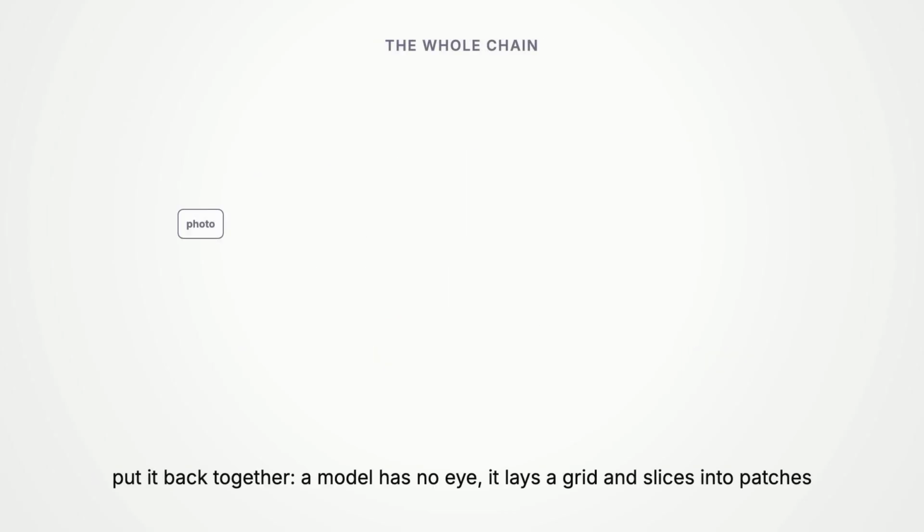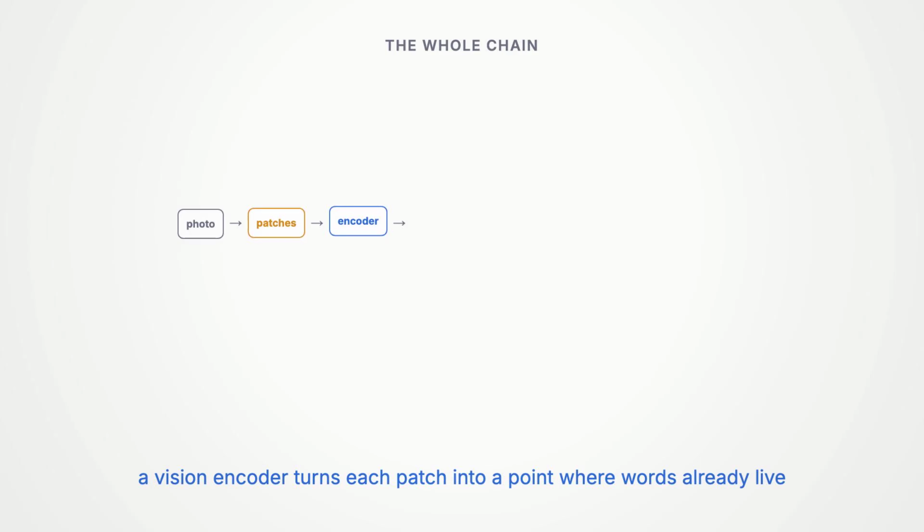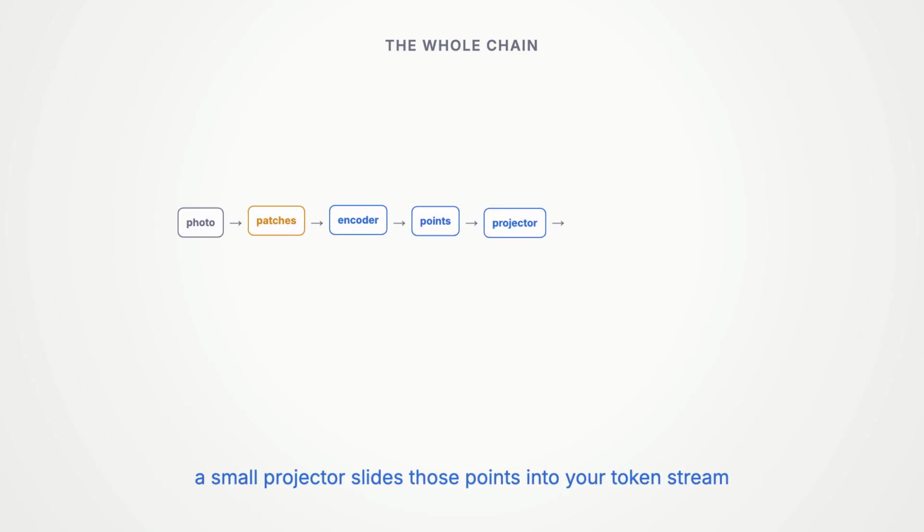So let us put the whole thing back together. A model does not have an eye. When you hand it a picture, it lays a grid over it and slices it into patches. A vision encoder turns each patch into a point in the same space of meaning where words already live. A small projector slides those points into your token stream, so the photo becomes a passage the same reader reads.